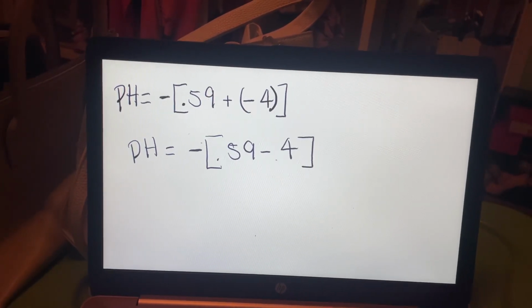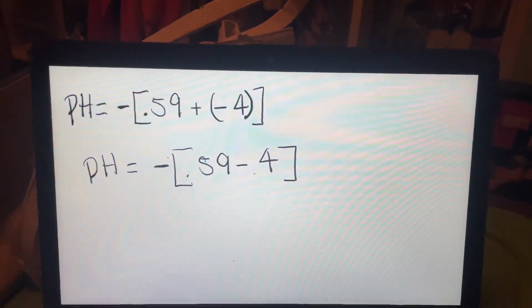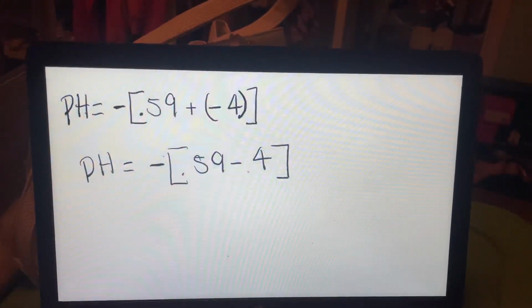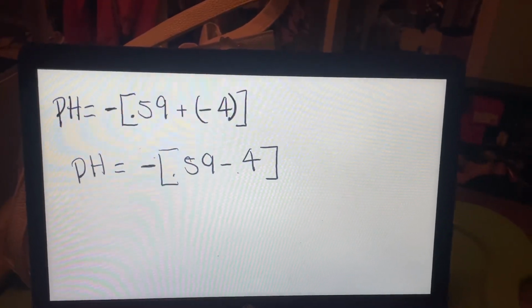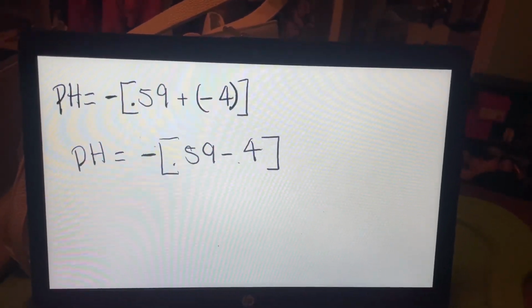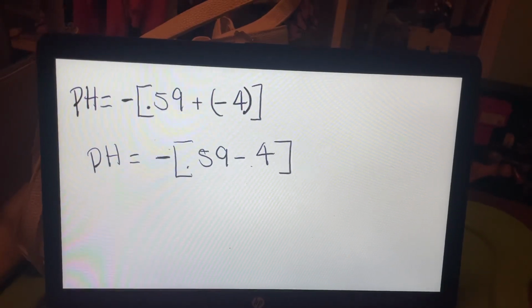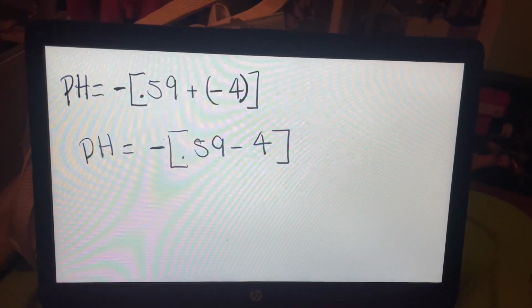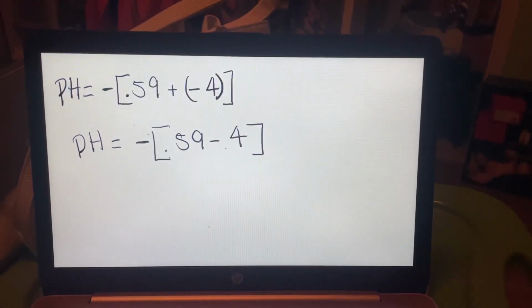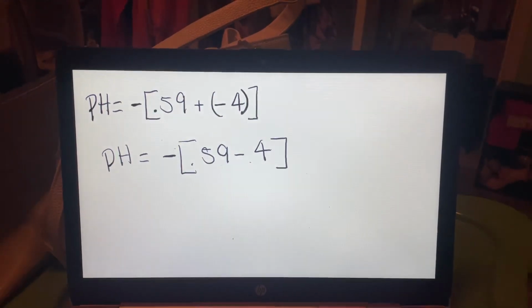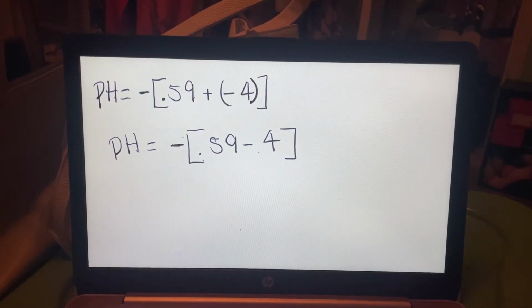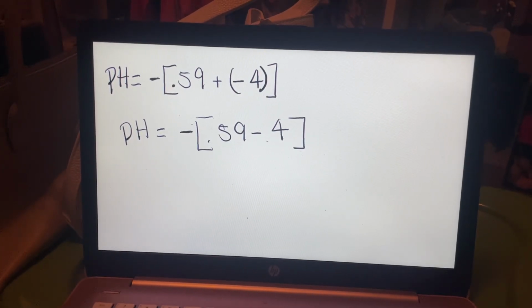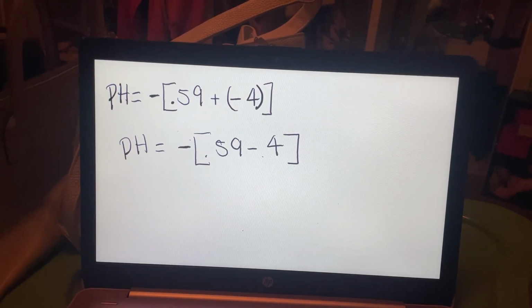So once we put it in our calculator, we get that log of 3.9 is 0.59 and log of 10 to the negative fourth is just negative 4. And then we're going to set that equal to the pH, and we're going to keep that negative sign on the outside. And since we're adding a negative, we don't really need to put the addition sign and the negative sign. So we're just going to remove that addition sign and put a minus sign for that 4. So it reads pH equals negative bracket 0.59 minus 4 bracket.